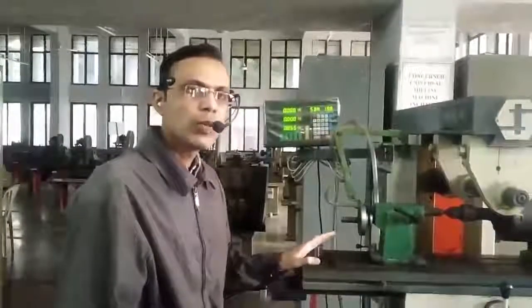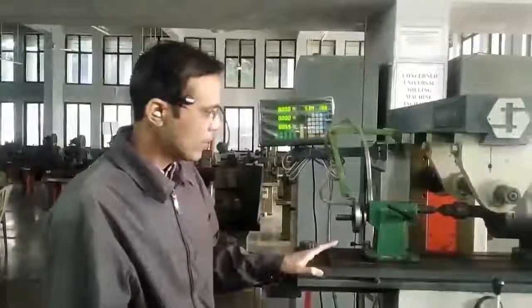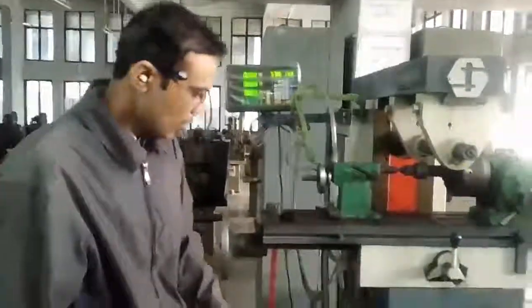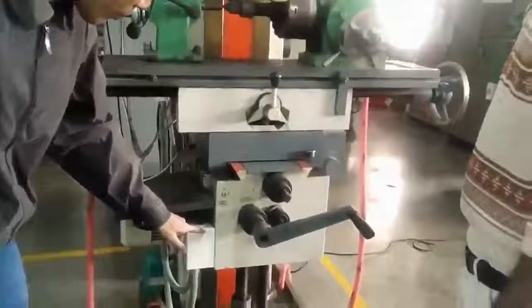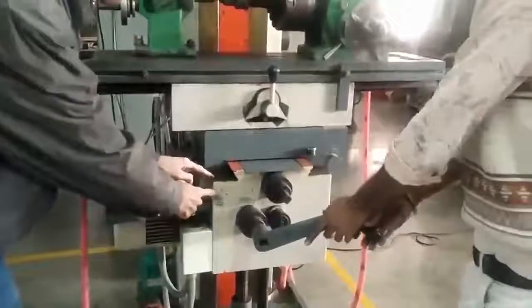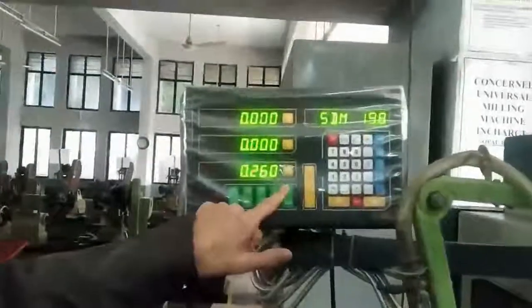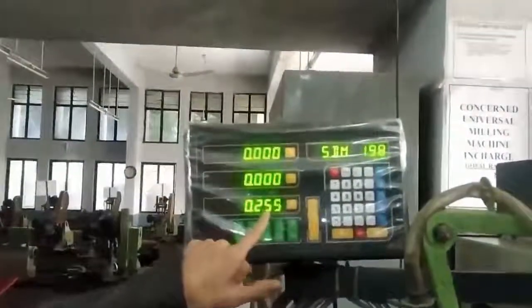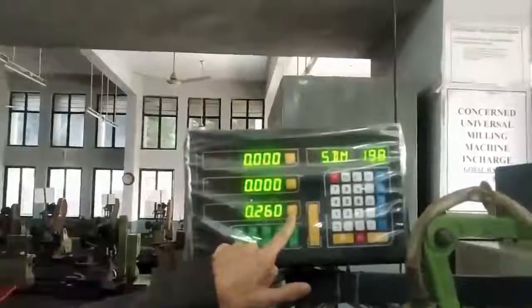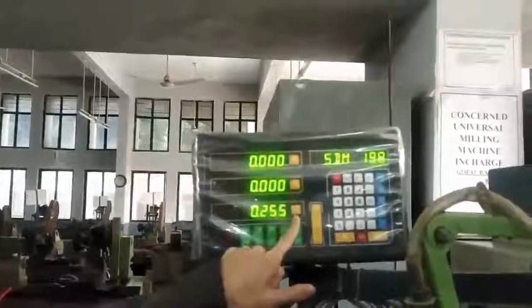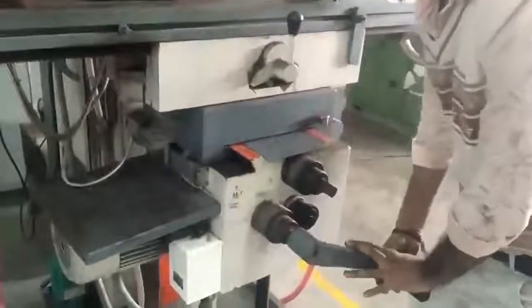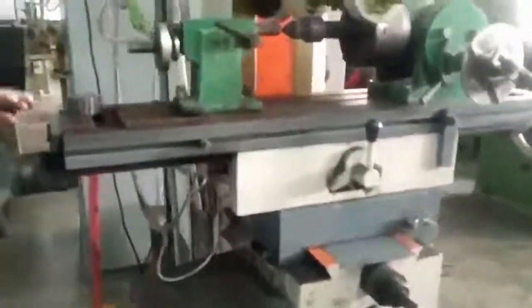What are the different types of movement that can be provided to this work table? The first movement is the vertical movement of this knee member. It is provided by this handle. On the display unit you can see it shows the movement. It is in the Z direction. So that is vertical movement, up and down movement.